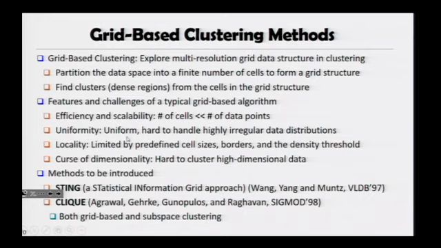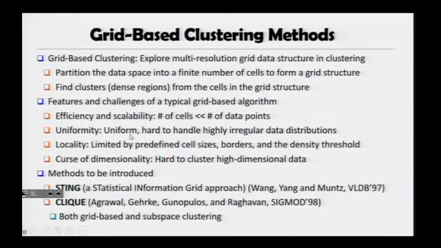The second point is the challenges faced by the grid-based algorithm, starting with uniformity. As you can see, the way you partition the data space into those rectangle cells is pretty uniform. What if the shape of the cluster you are handling is very irregular? Using a very uniform grid will face the challenge of handling very irregular data distributions. That's one challenge.